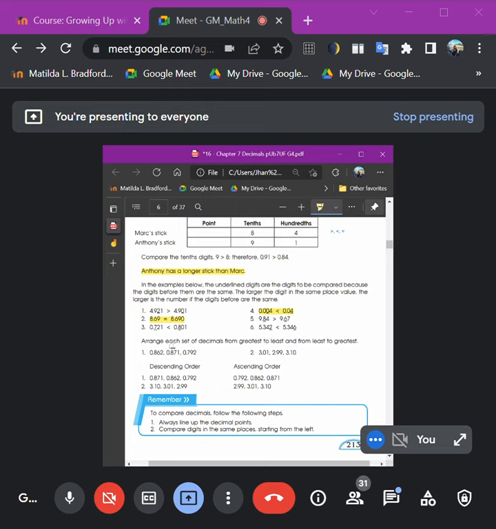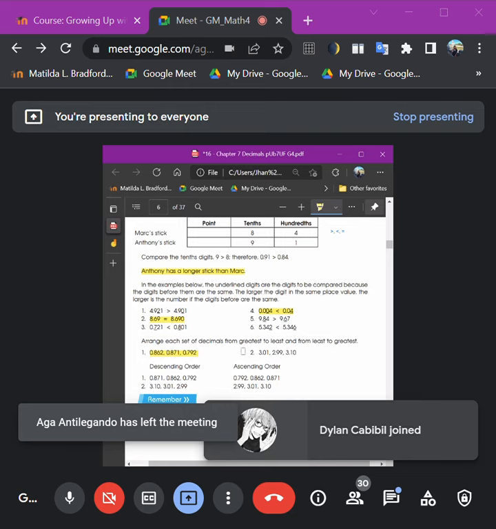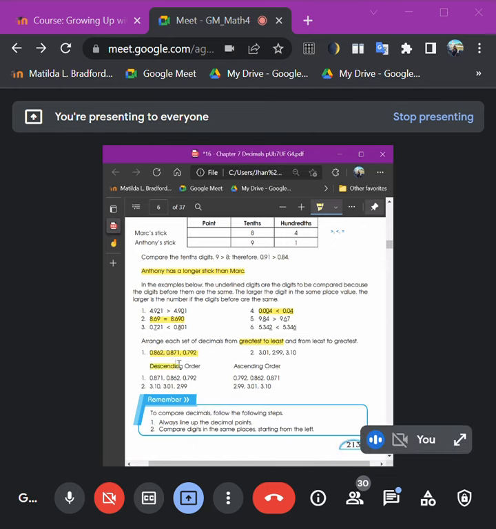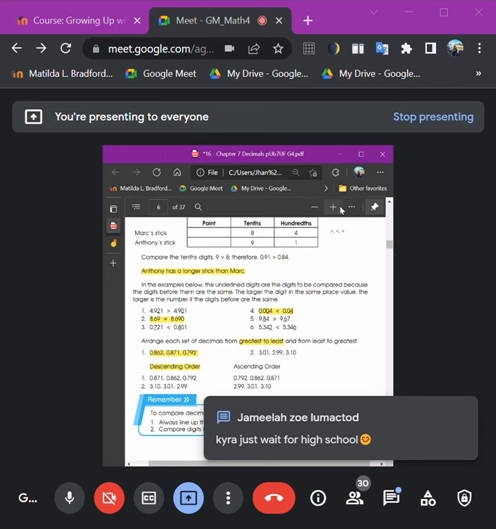We have here an example: 0 and 862 thousandths, and then we have as well 0 and 871 thousandths and 0 and 792 thousandths. So, class, it can be greatest to least or least to greatest. When we say greatest to least, from the biggest to the smallest, we call that descending order. Okay? Descending order is what we call it.